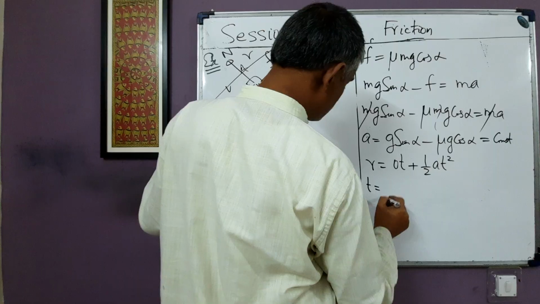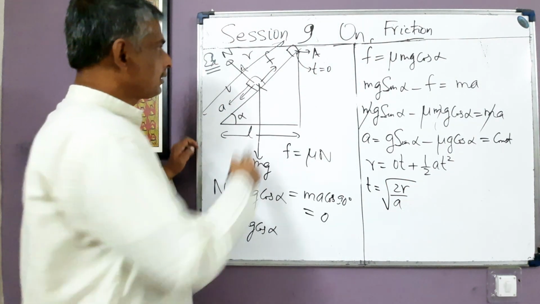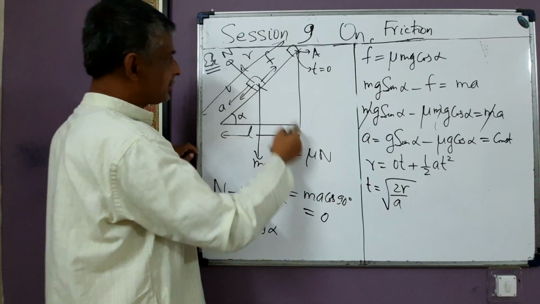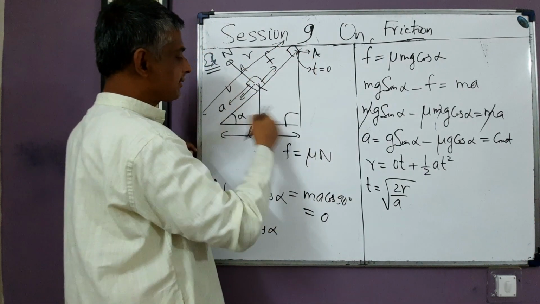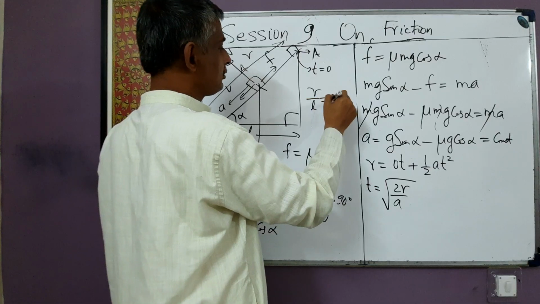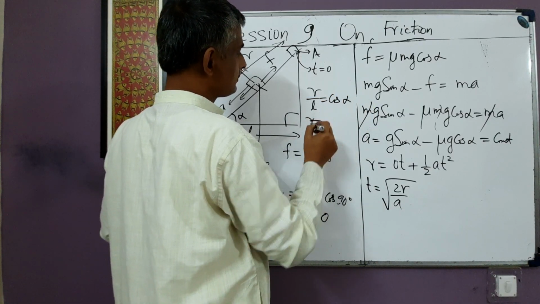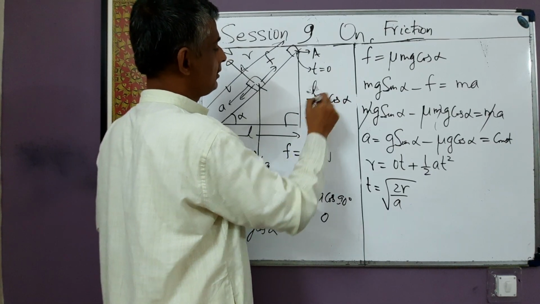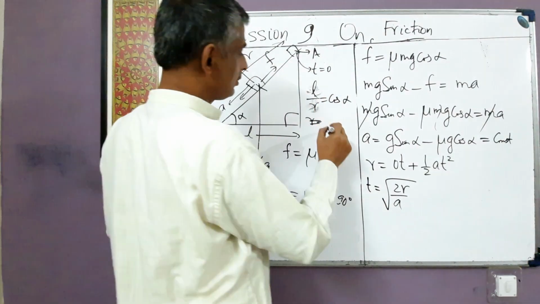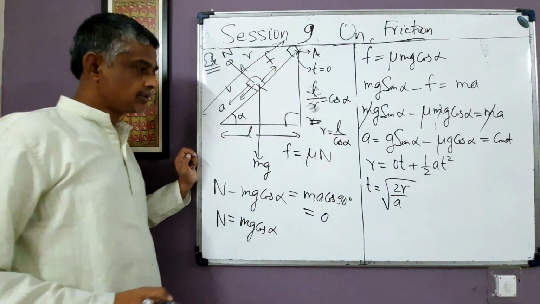So t becomes root under 2r by a. Now this is a right angle triangle. L is the base, r is the hypotenuse. This is alpha angle, this is the right angle. From this right angle triangle, we see that L by r equals cos alpha. So r is just L by cos alpha.